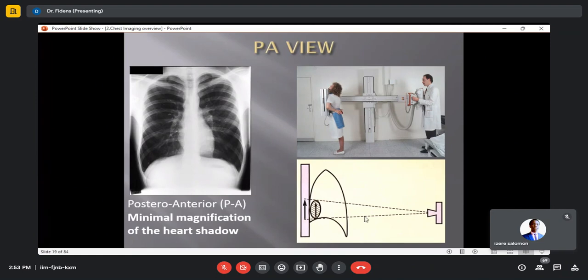And on this drawing, they wanted just to show how the heart is far from the source in the posteroanterior view. The heart is located in the anterior aspect of the chest. That's the reason why the PA is better than anteroposterior, by not magnifying the structures, especially the heart. Can I go to the next one?